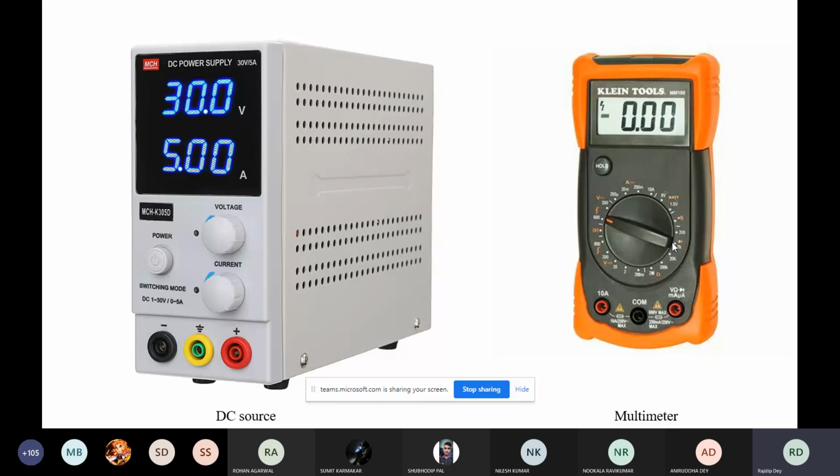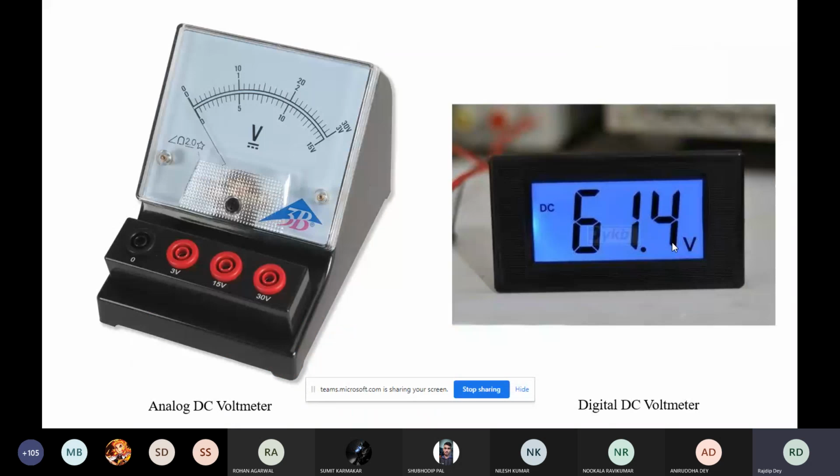You can see in the below there are 3 connections. One is common. So the negative connection will be at common. Now you can either choose the 10 ampere one, that is for the current, or the other one you can see that is for either voltage or ohm, that means the resistance, and for some other things also you can use that knob. Okay. So now again we need to measure the voltage and current.